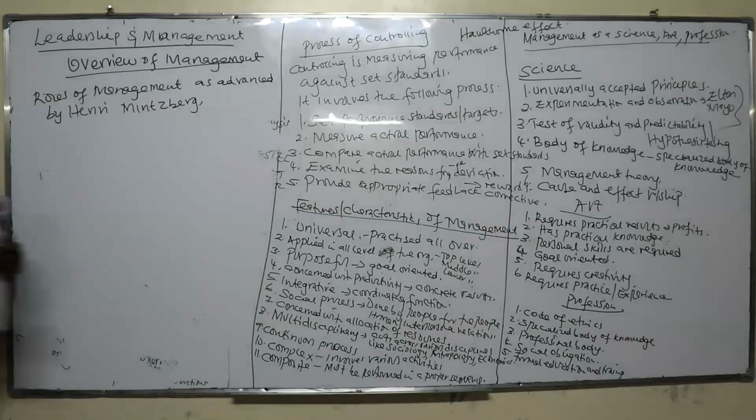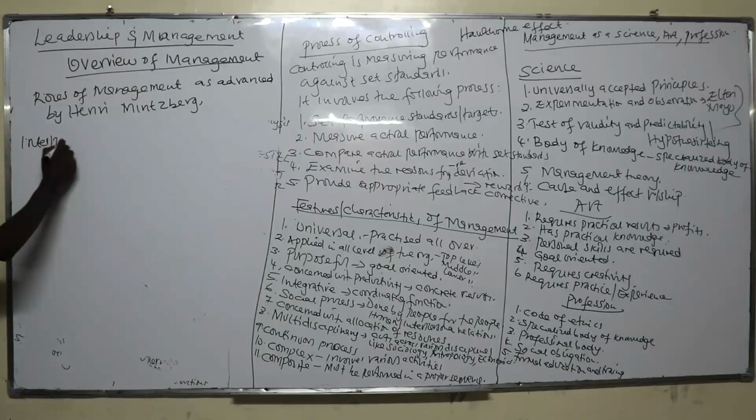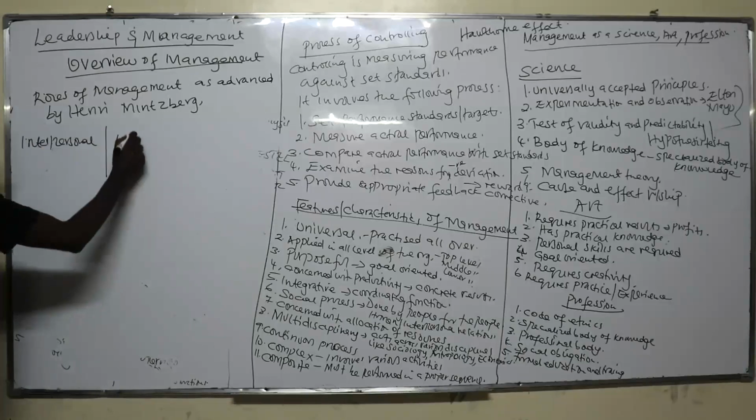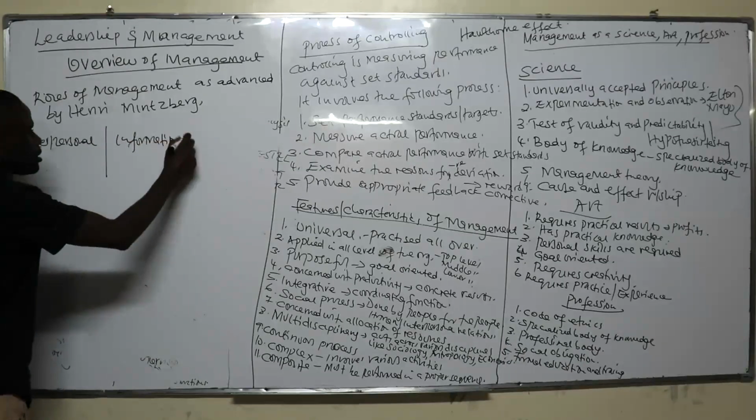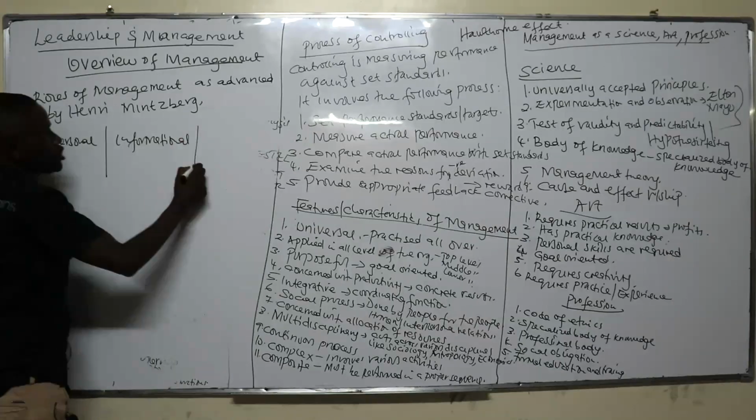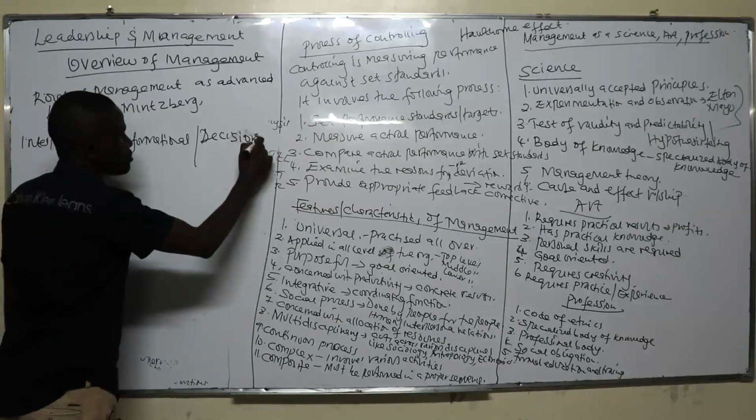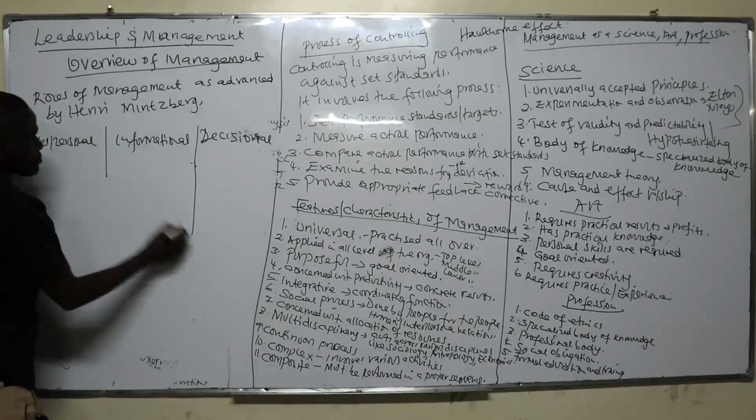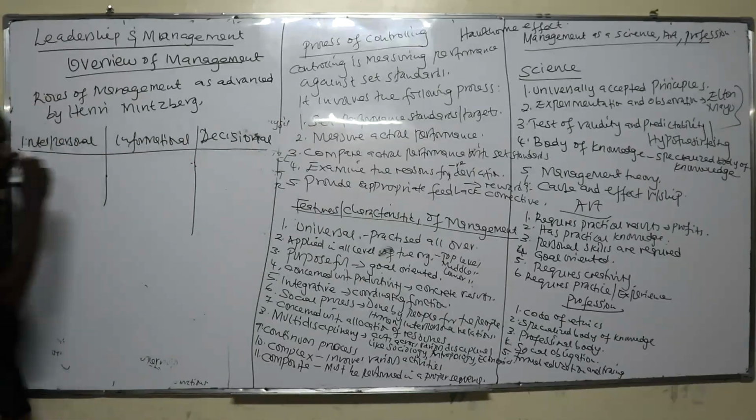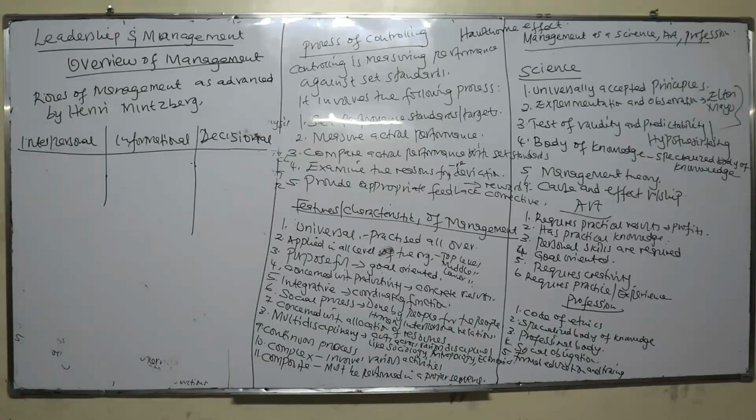So to him, he put three major categories of management, and the three major classifications he talked about: interpersonal. Managers play interpersonal roles, informational, and decisional roles. At the interpersonal, a manager is a liaison.